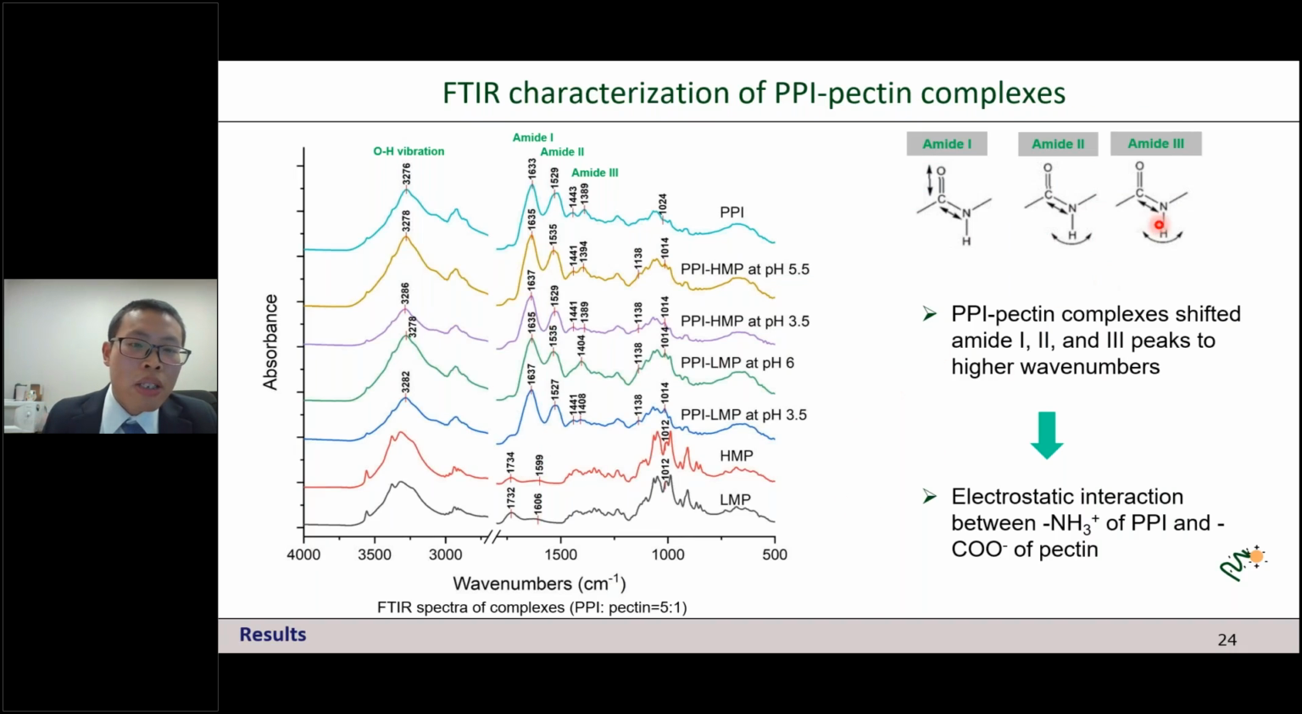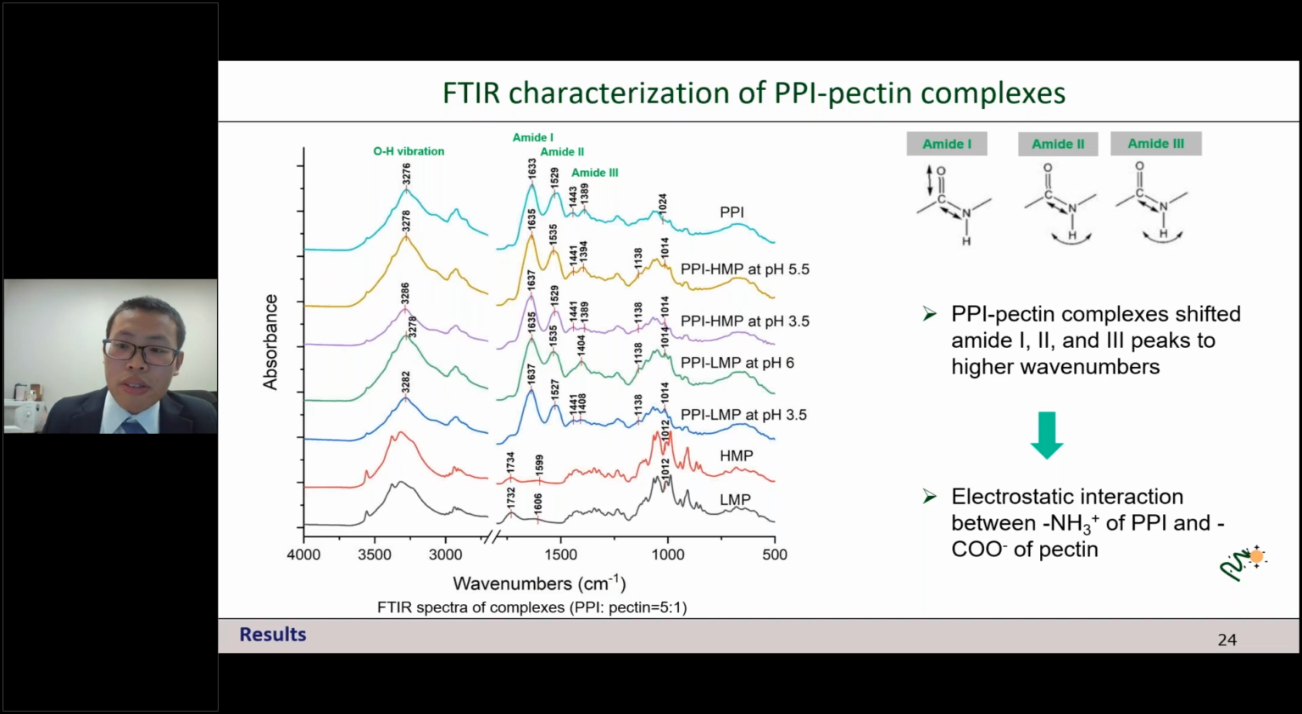FTIR analysis was applied to further examine non-covalent bonding between functional groups of PPI and pectin in soluble complexes and complex coacervates. I think from this figure, the spectrum of PPI exhibited absorption band of OH vibration, and absorption of amide 1, 2, and 3. The spectra of PPI-pectin mixtures were overall dominated by the pea protein due to the high PPI to pectin mixing ratio of 5:1. The significant change of the mixture spectra could be found in the carbonyl amide region.